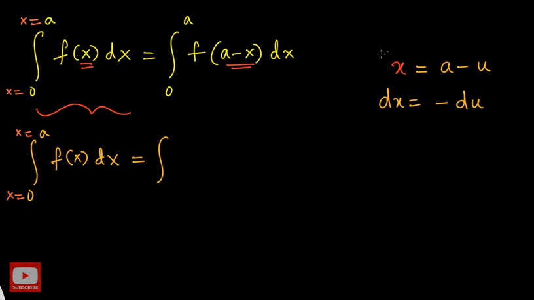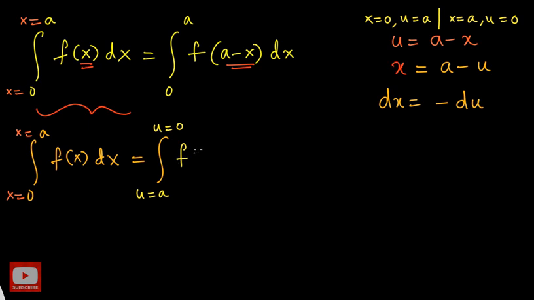So from here we want to calculate what is u, right? So here we know that u is nothing but a minus x, right? Now when x is equal to 0, what is u? When x equal to 0, u is a minus 0, that is nothing but a. Similarly, when x is equal to a, that is the upper limit, u will be a minus a, that is 0. So we'll change the limit. So now it will be from u equal to a to u equal to 0.